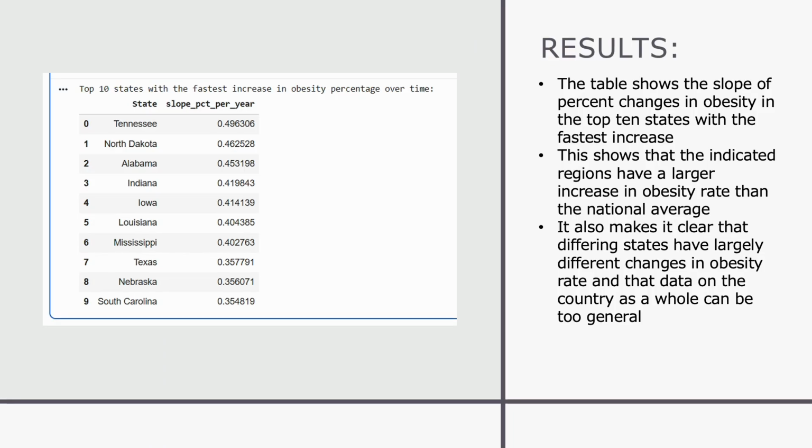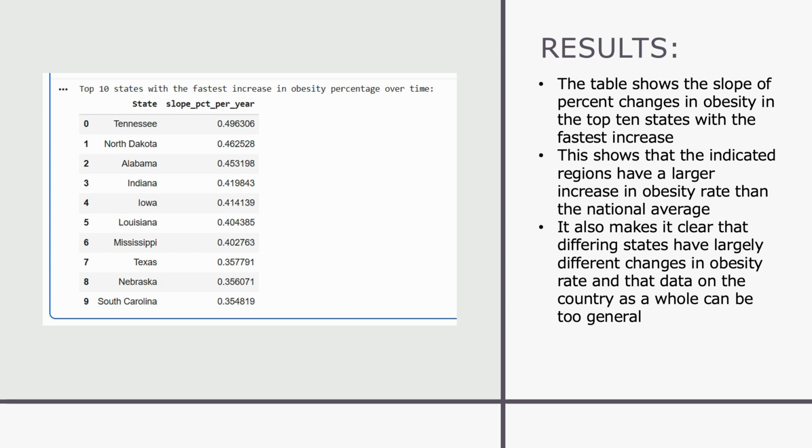Here we can see the results, where states like Tennessee, North Dakota, Alabama, and Indiana showed the steepest upward trends. What's important here is that the increases vary a lot by state, meaning the national averages don't tell the full story. This insight highlights that obesity is rising more quickly in certain regions, especially in parts of the South and Midwest. This helped us understand where obesity growth is happening the fastest, which connects to the later insights about activity levels and health risk.